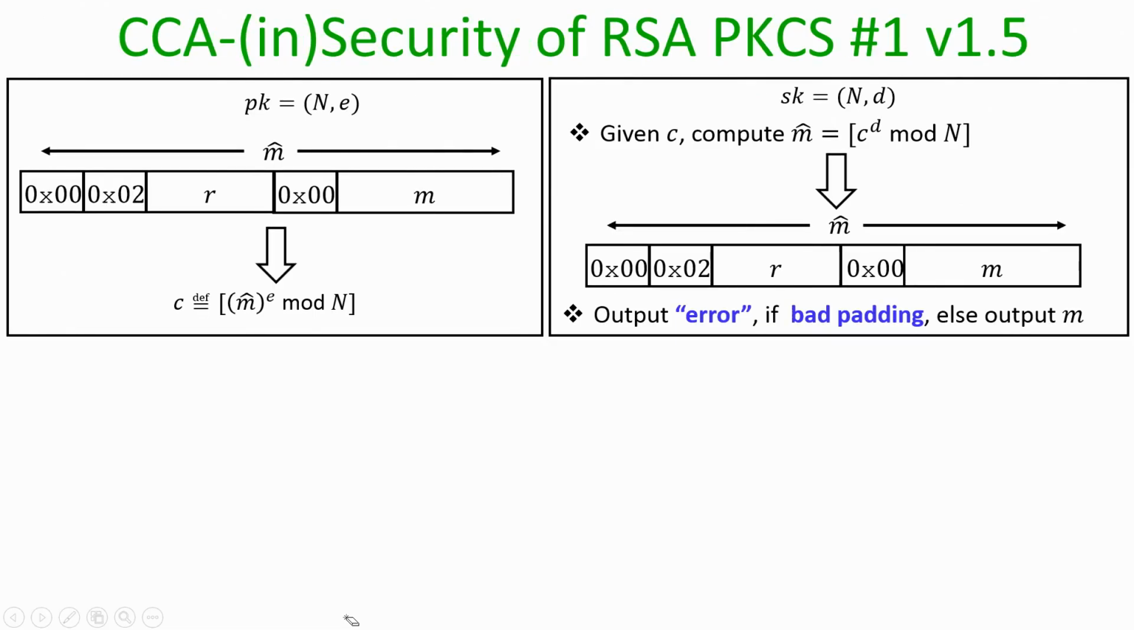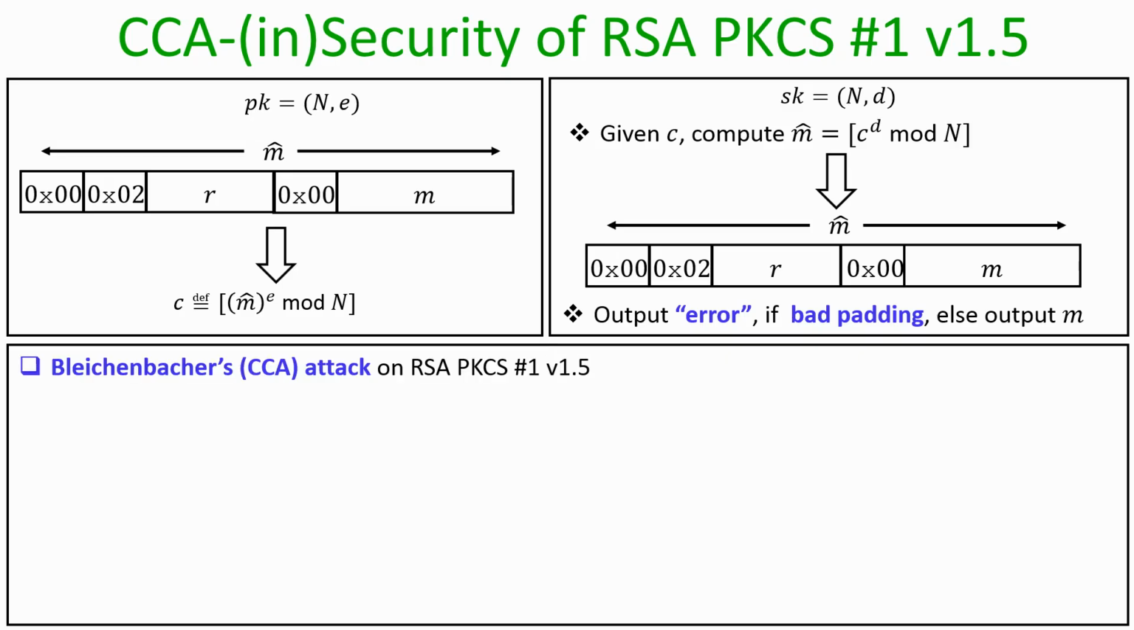Now, what we are going to show is that if we use this byte oriented padded RSA standard against a CCA attacker, then it is completely insecure. This attack is called the Bleichenbacher attack, attributed to the name of the inventor of this attack. So, the attack is explained as follows.